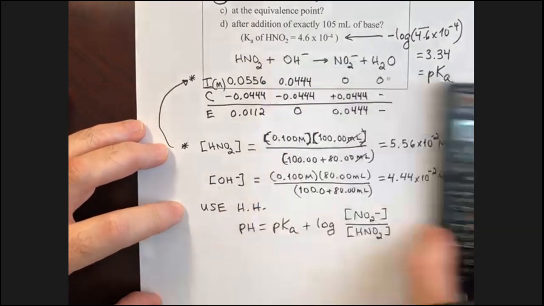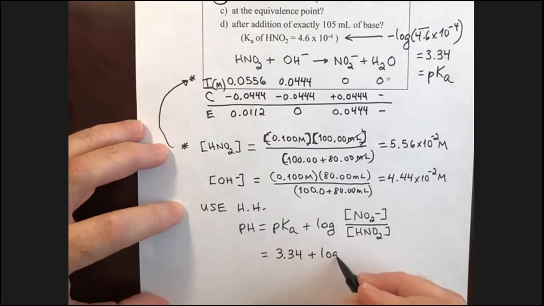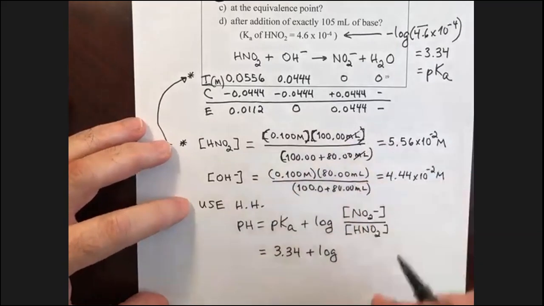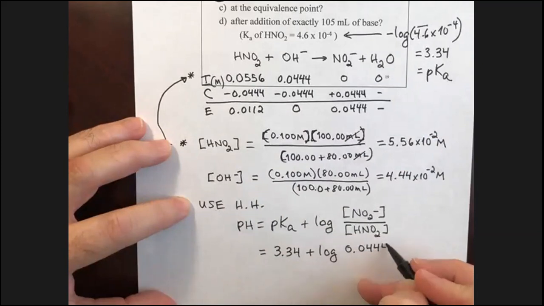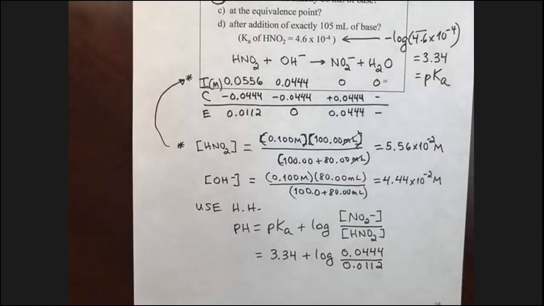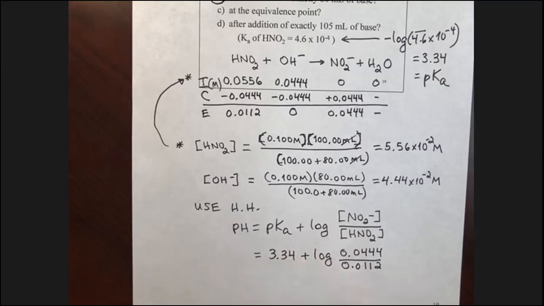All right. So back to our equation here, the pH is going to be 3.34 plus the log of. Okay, we calculated the concentrations of both components after the addition of the extra base. So the base is 0.0444 divided by 0.0112. And again, you can see where the ratio of base to acid is bigger than 1. That means that the logarithm here is going to be a positive number. So that means that the pH is going to be a little higher than the pK, right? Because that's the way it works.